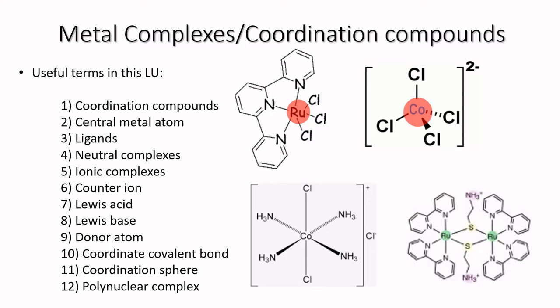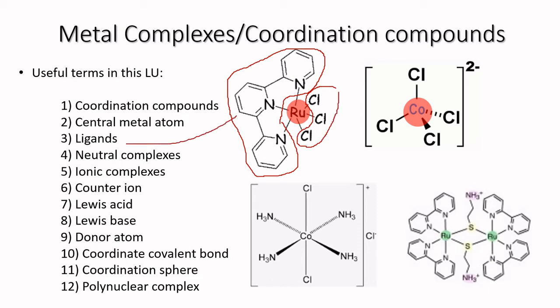Okay, so in this particular learning unit, there are a few useful terms that you should know. The first one is coordination compound. So what is coordination compound? It is when you have a compound that has a metal center. For example, in this compound, it is ruthenium. And then you have the donor molecule here. This one is what we call a donor molecule, or also known as ligands.